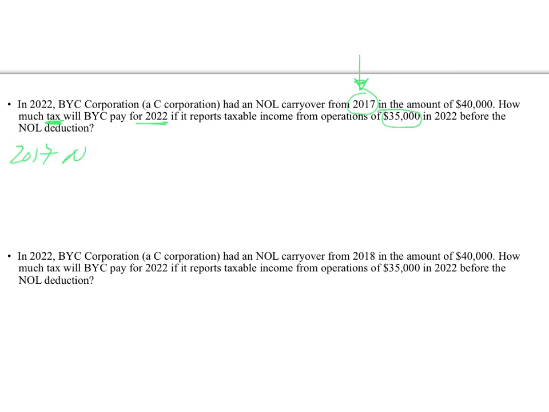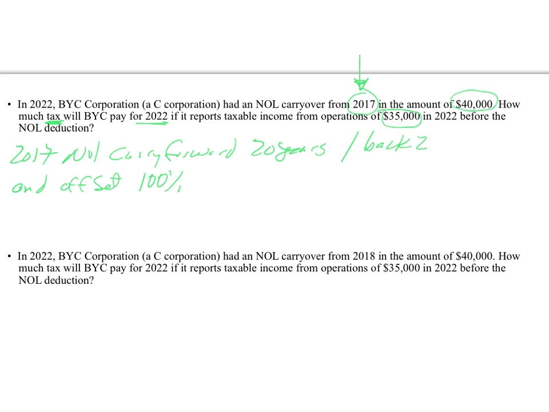2017 NOLs you can carry forward years or back to and offset 100% of taxable income. Okay, so we've got a $40,000 NOL.